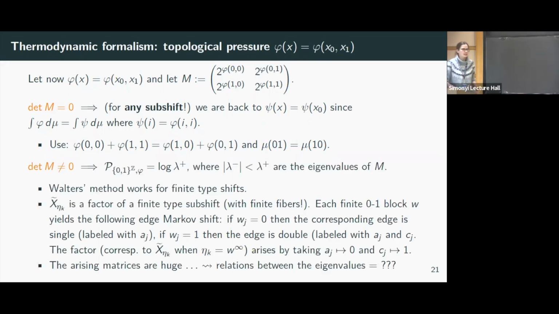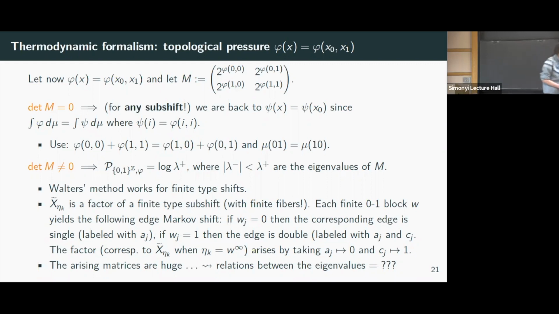The interesting things happen when the determinant is not 0. Let me comment here on the full shift first, so that we can start looking for tools that could work in the B-free setting. It is classical that for the full shift, the topological pressure is the logarithm of the Perron-Frobenius eigenvalue of this matrix. And actually this method works for all finite type shifts. Okay, B-free systems are not finite type shifts, but it's kind of close.